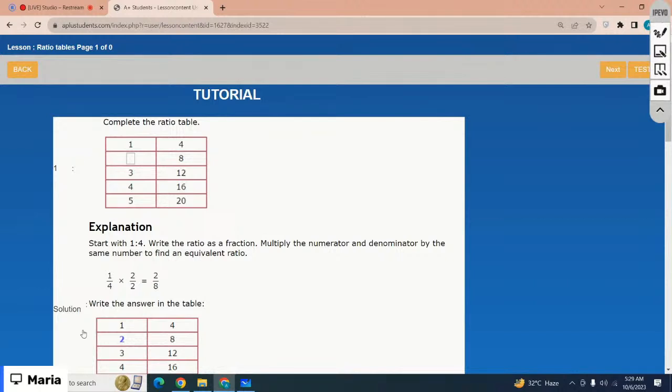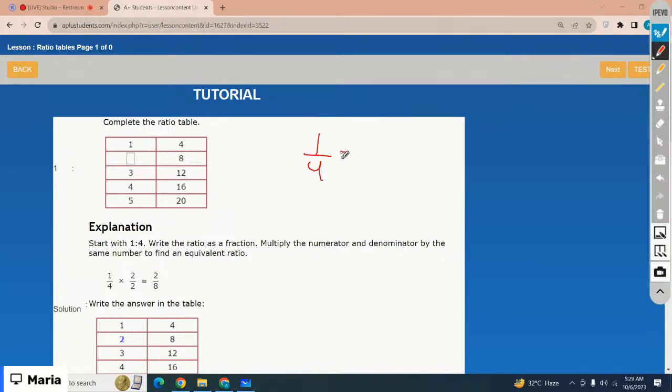Complete the ratio table. You're given a ratio table, right? You can use any value on the table to find the missing value. The first one is 1 over 4, and you have a missing value over 8. You need to see, 4 times what number is 8? 4 times 2 is 8. You need to multiply the numerator and denominator by the same number. So 1 times 2 means it is 2 over 8, right?